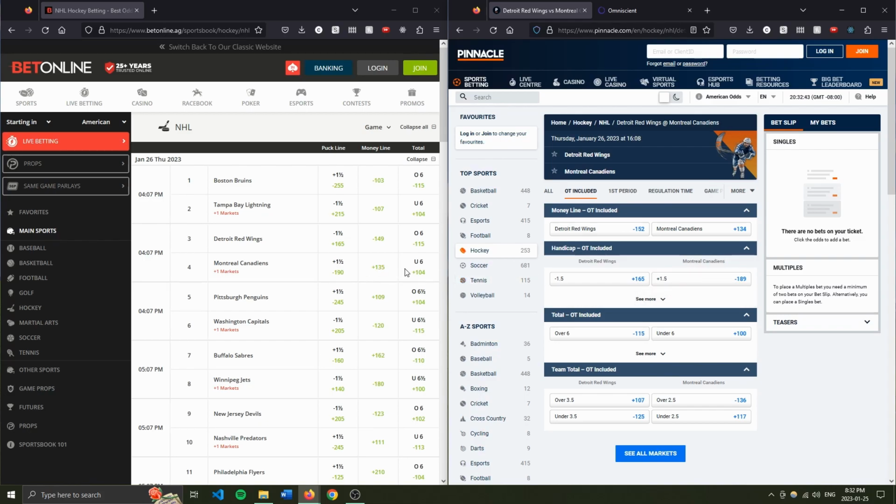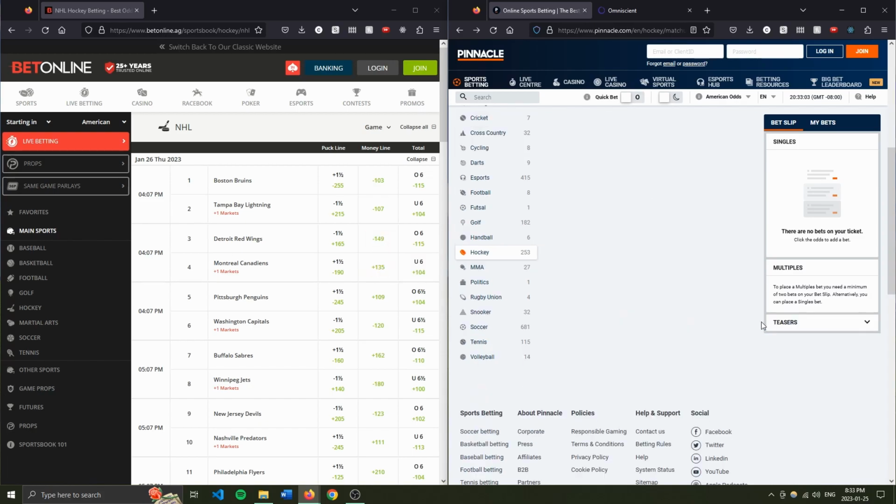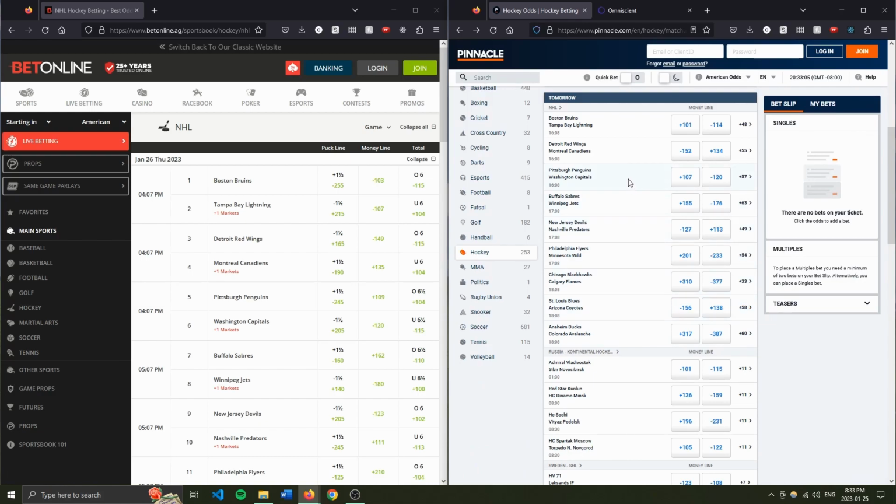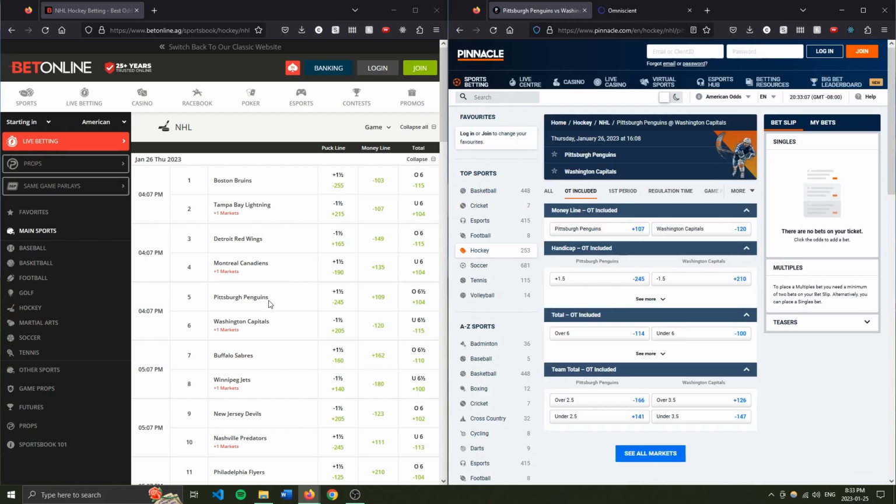I'll take a look at the over and the under on this. Over 6, under 6. This is an okay bet, but it's not great, where we have plus 104 and minus 115. That'll still be a difference of 11, which is not what we want. And then we have minus 152 and plus 134 here. Again, I don't really like those odds. I know just from experience, the ROI is not going to be that good. So let's just move on to the next one, the Pittsburgh Penguins and the Washington Capitals.